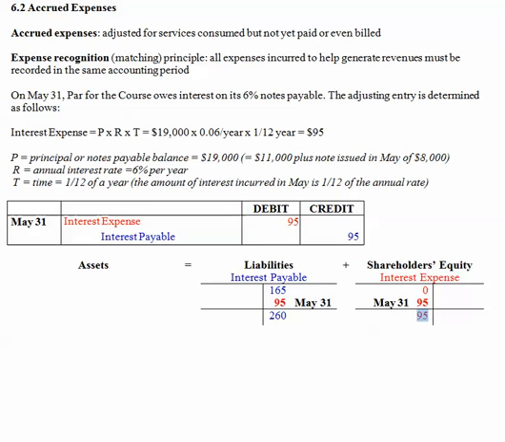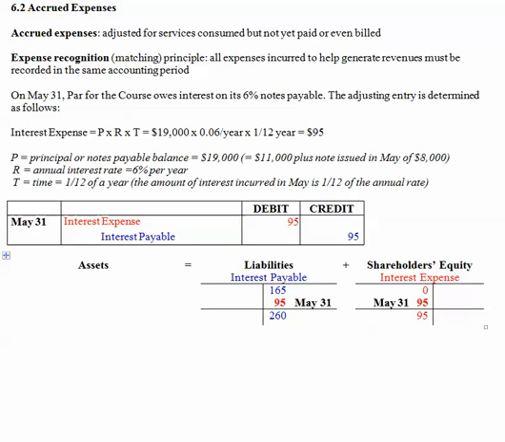We end up with our ending balances in our accounts. Our amount we owe now is $260. You still owe $165 from the prior period, and another $95 for the month of May, for a total of $260. $95 of that $260 was incurred in May.